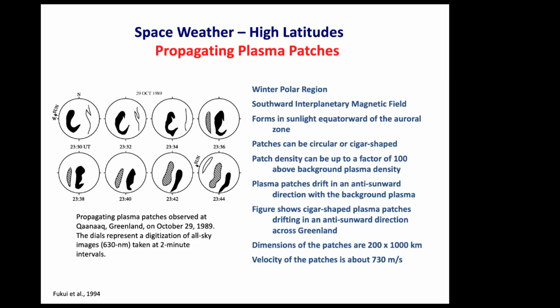The figure on the left shows cigar-shaped plasma patches drifting in an anti-sunward direction across Greenland. The dimensions of these cigar-shaped plasma patches are 200 by 1,000 kilometers. The velocity of these patches is about 730 meters per second.